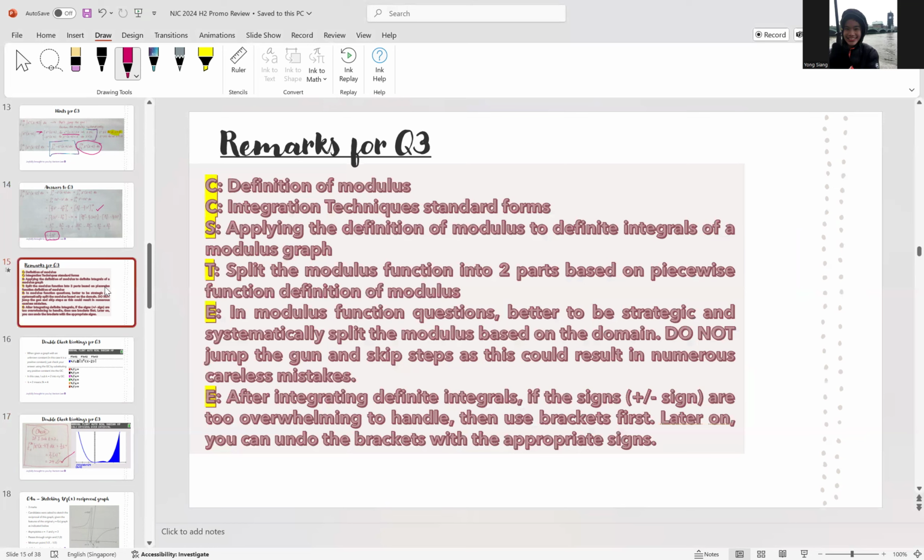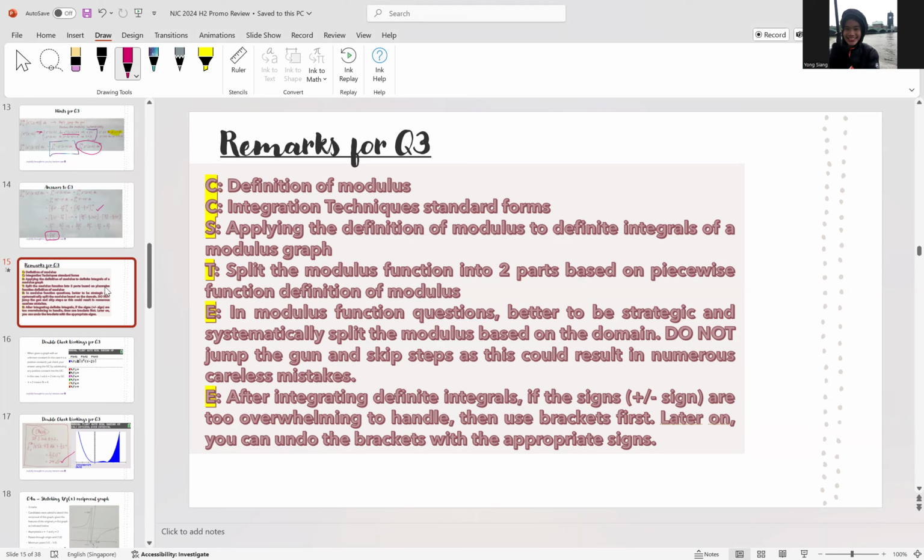So, what is the learning point? Ladies and gentlemen, pay attention to the CSTE: content, skills, techniques, and exam tips. The definition of modulus, like I say again, is hardcore content. You will never run away from it if you are taking H2 math. Same thing with integration technique, standard forms. If you do not even know what your standard forms are, then how are you going to perform your integration in applications, right? You need a strong foundation in order to move on to the more complicated versions.